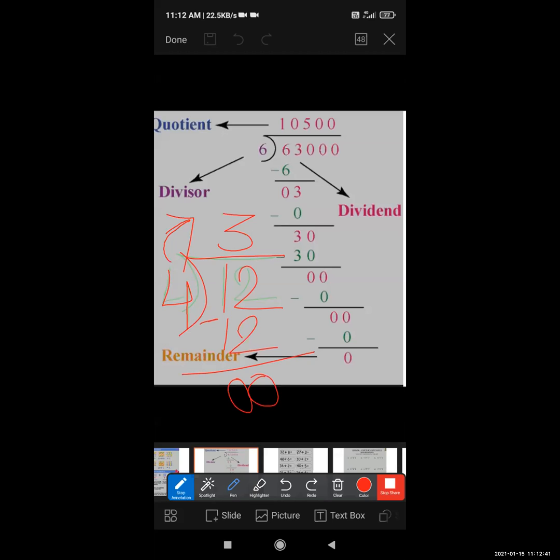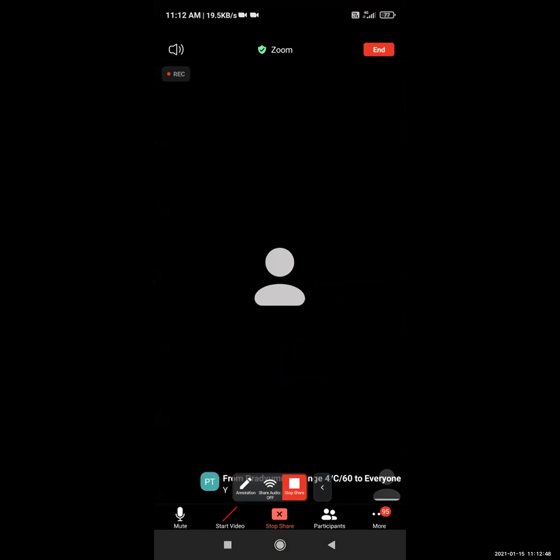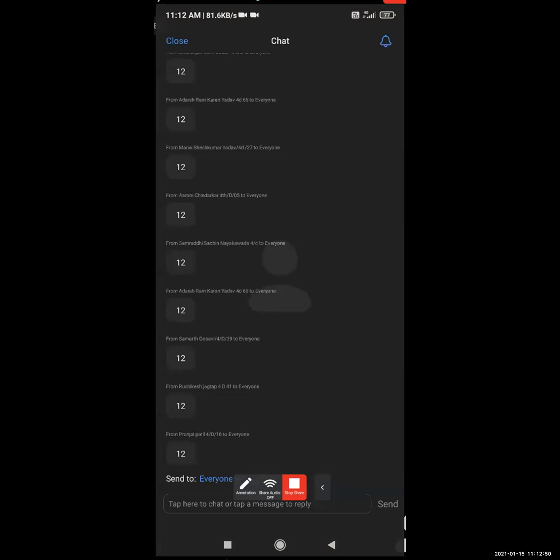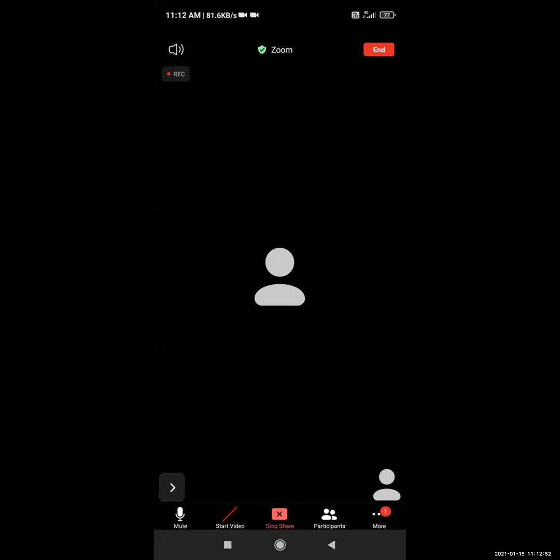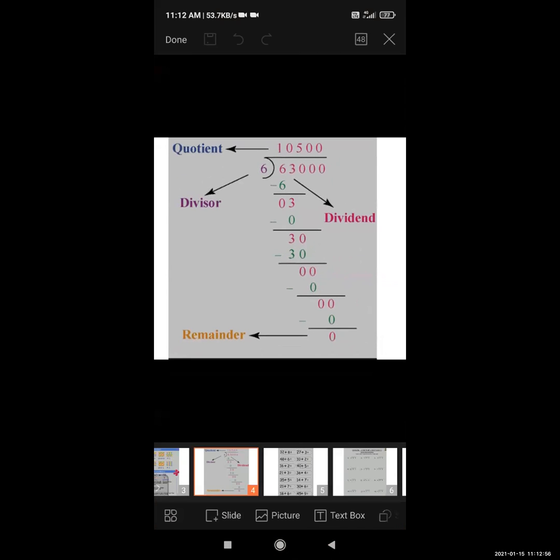Clear, everyone? Clear? This is a very simple sum. Now we are going to take out one hard sum. It is not too hard. Okay. Just a second. I am going to explain to you.